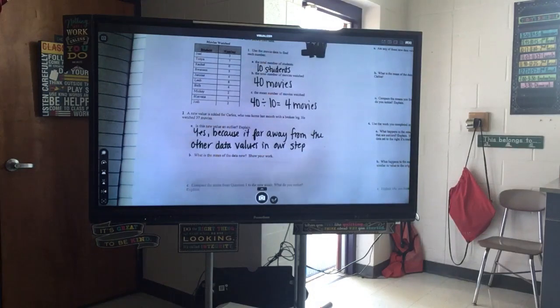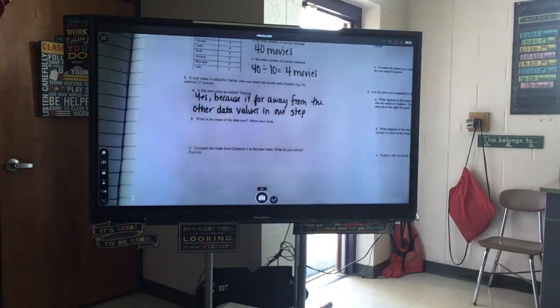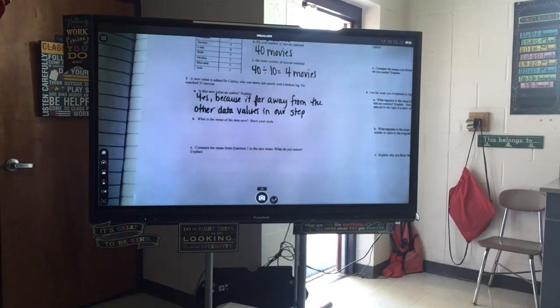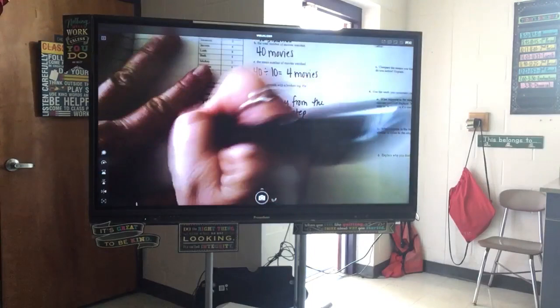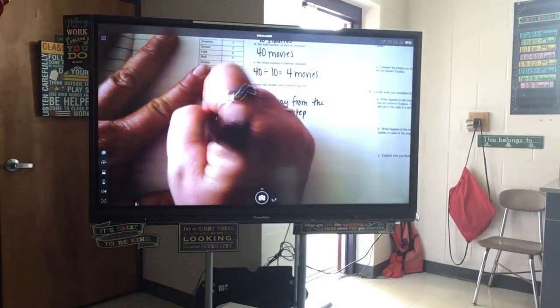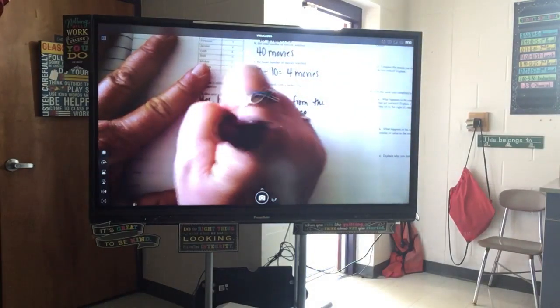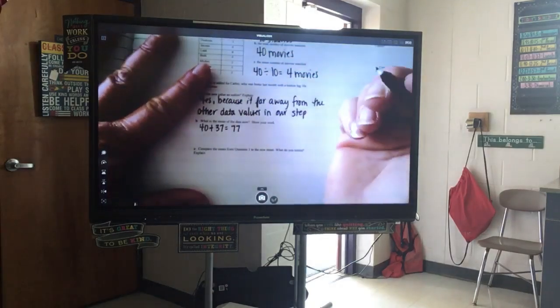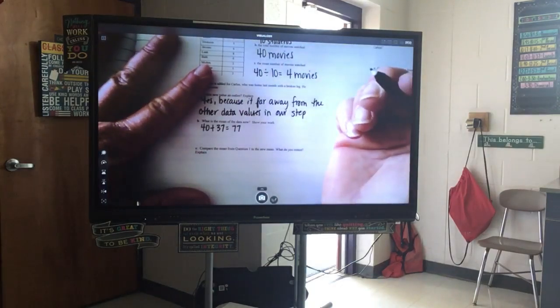All right, B says, what is the mean of the data now? So how do we figure this out? How do we not have to go back through and add up all the numbers again? What do we need to do? You take the movies that were originally there, add 37, and then divide. 40 plus 37, and you get 77. And then what are we dividing it by? You're dividing it by 11, because he's a new student.